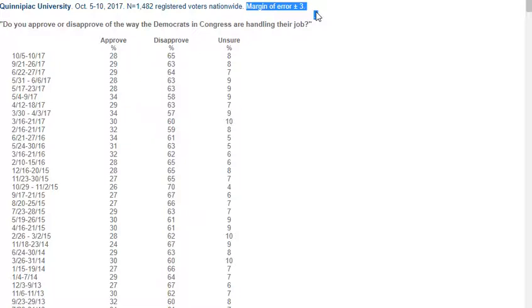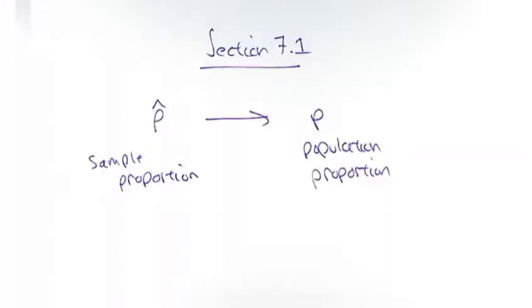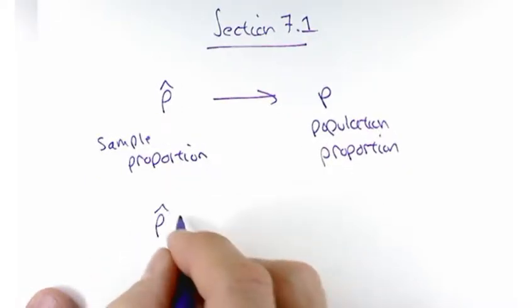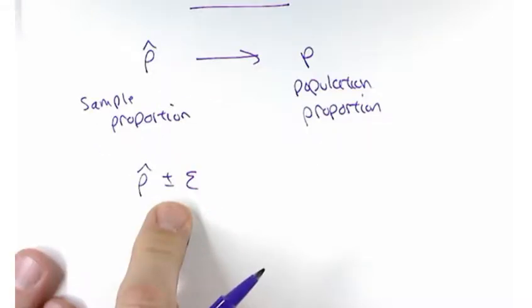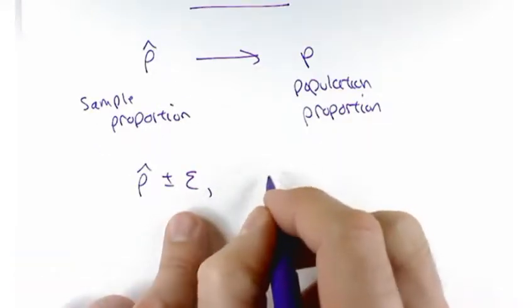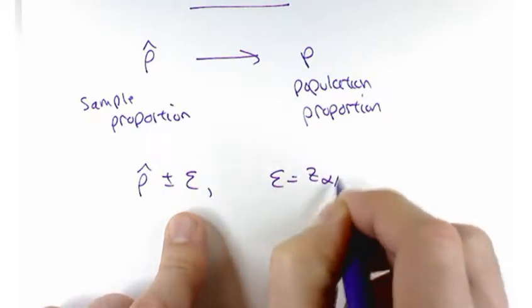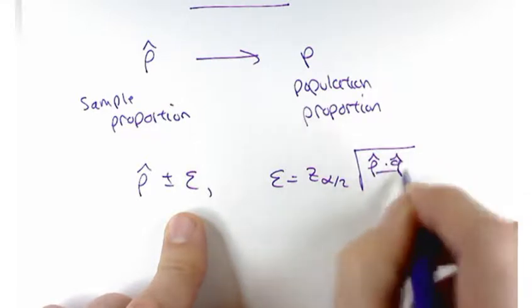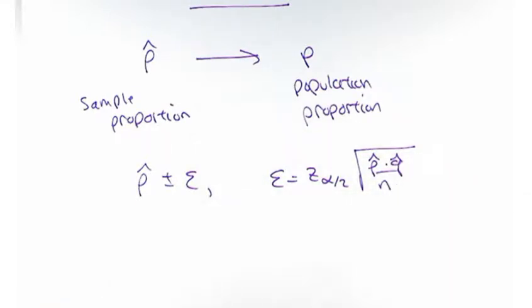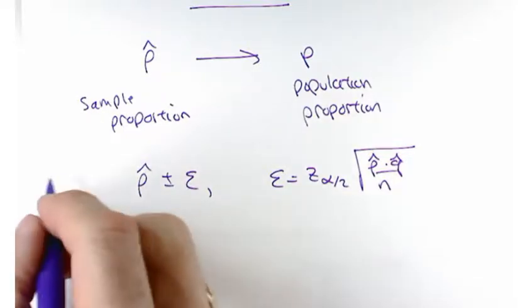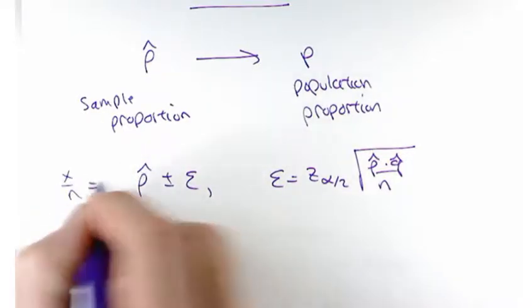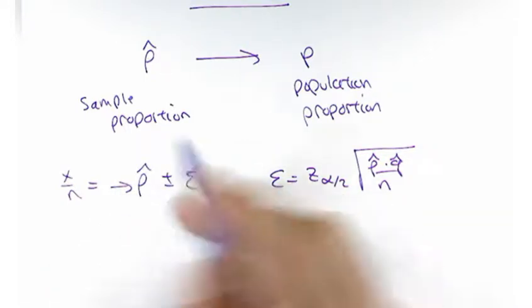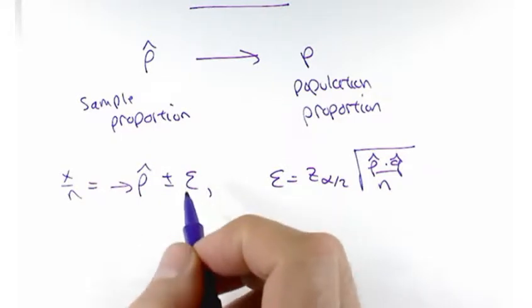So let's revisit that with population proportions. That margin of error, P hat plus or minus E, that form of E, your margin of error, looks like this. E is Z sub alpha over 2 times the square root of P hat times Q hat over N. Now, P hat is your sample proportion. That's just going to be X over N for your particular value of P hat. That's going to be your point estimate. Then you surround it by this confidence interval.